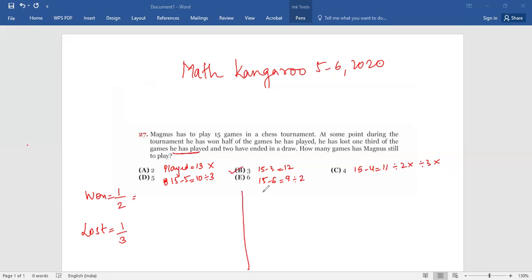But if you solve it, let's take 12 as the answer. So out of 12 games, they won half the games. Half of 12 is 6. So they have won half. And then they lost one third of 12, which is 4. And they drew 2 games, which is adding up to 12. 6 plus 4 plus 2 is 12, which matches the games played. So the answer for question 27 is option B, 3 games are yet to be played.